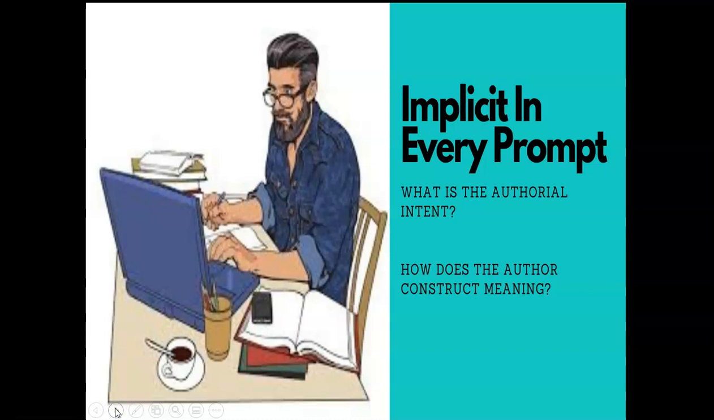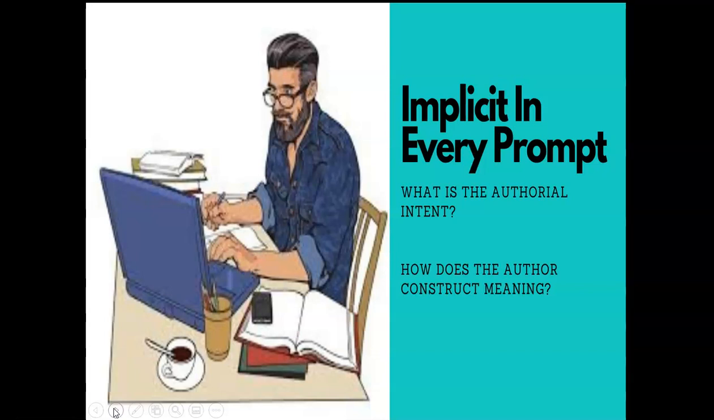So when I look at prompts like that, and I do this with all College Board prompts, even the language exam for rhetorical analysis, I find there to be two implicit questions in every single prompt. Even the literary analysis assignments I make for my students have two implicit questions in them. The first is, what is the authorial intent? And the second one is, how does the author construct meaning?